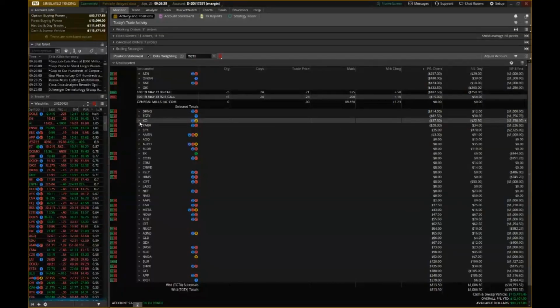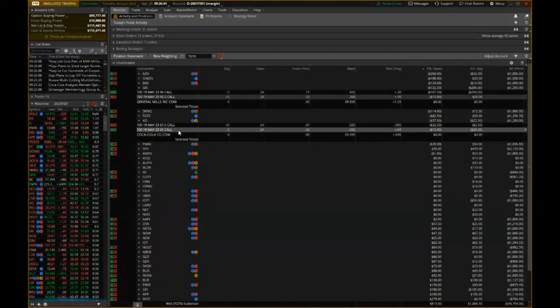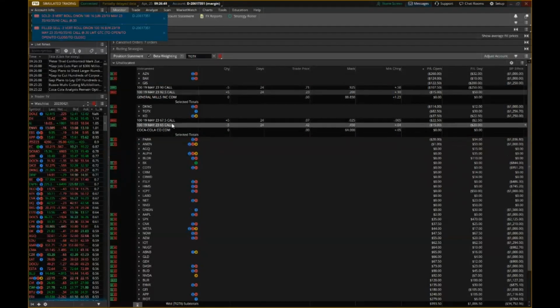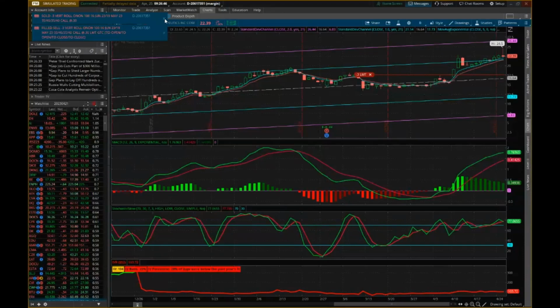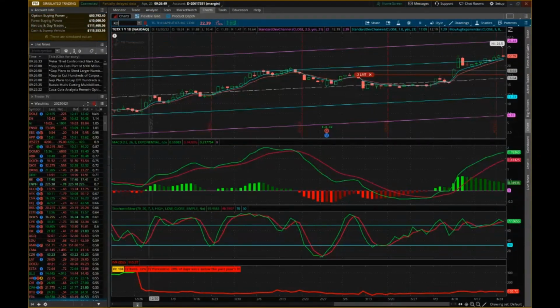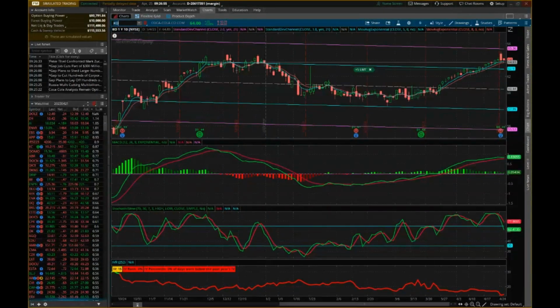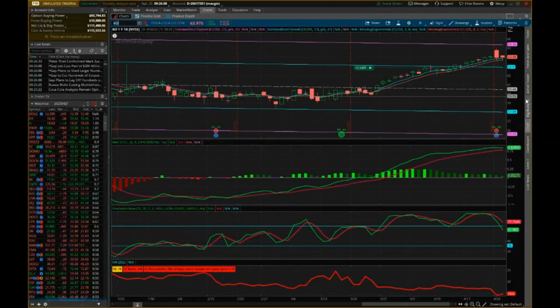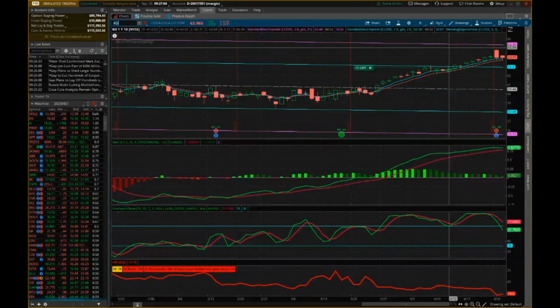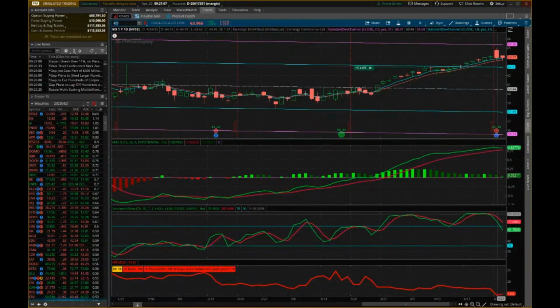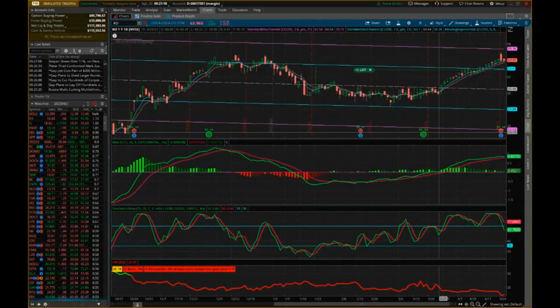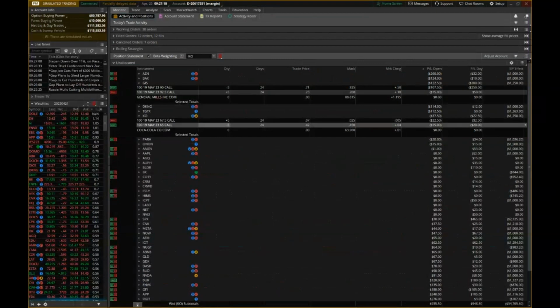Now, okay, 65 call. Excuse me, so zooming in. So this is where our call is, our short call. So with MACD and stochastic looking like that, I'm pretty comfortable not rolling this one. So I'm going to let this one ride.